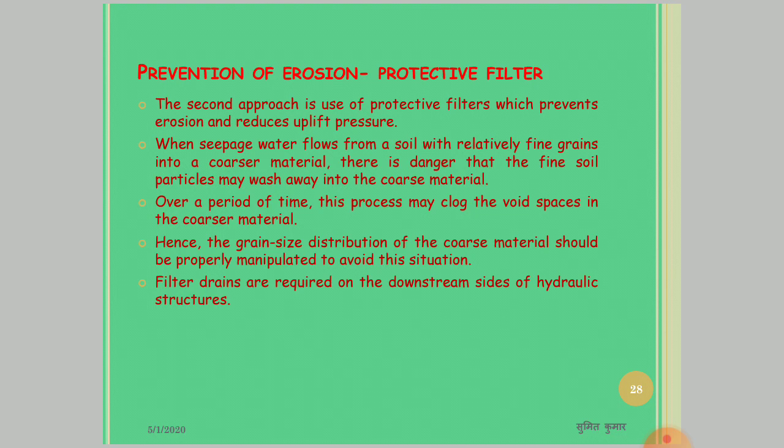The second approach is the use of protective filters, which prevent erosion and reduce uplift pressure. When seepage water flows from a soil with relatively fine grains into a coarser material, there is a danger that the fine soil particles may wash away into the coarse material. Over a period of time, this process may clog the void spaces in the coarser material. Hence, the grain size distribution of the coarse material should be properly manipulated to avoid this situation. Filter drains are required on the downstream sides of hydraulic structures.